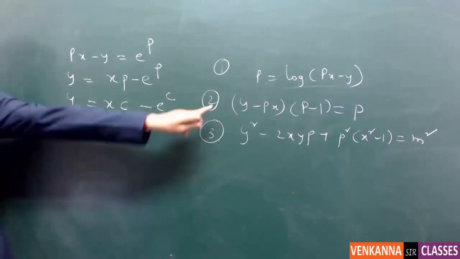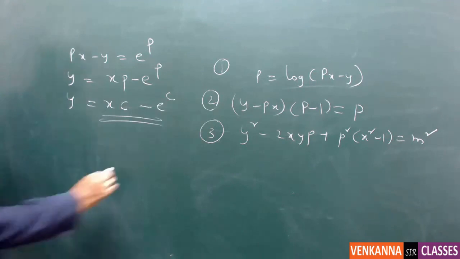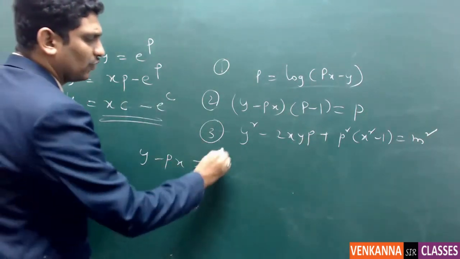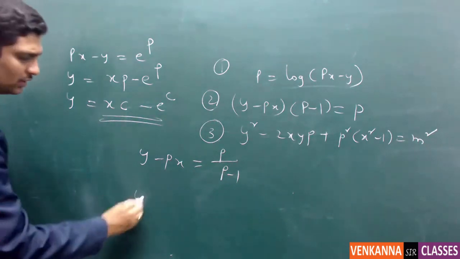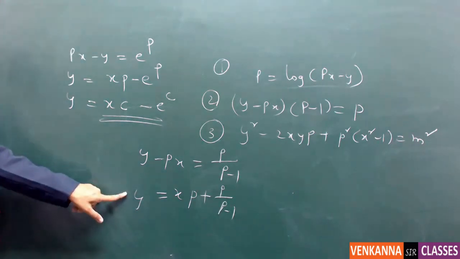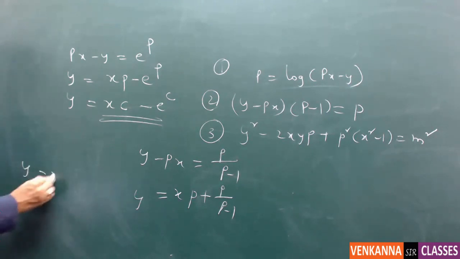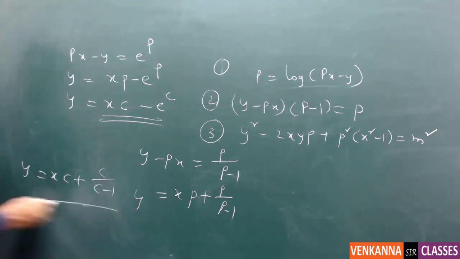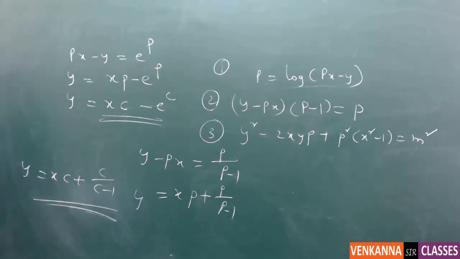Right. If you take the second problem, straight away you can write that y minus px is equal to p by p minus 1. So y is equal to xp plus p by p minus 1. So it is of the Clairaut's form. So straight away we replace p with c. So y is equal to xc plus c by c minus 1 is the general solution. Now you have a clear idea what is meant by Clairaut's equation and how to solve it. Accepted? Any other queries, please?